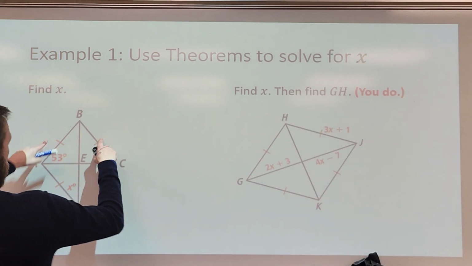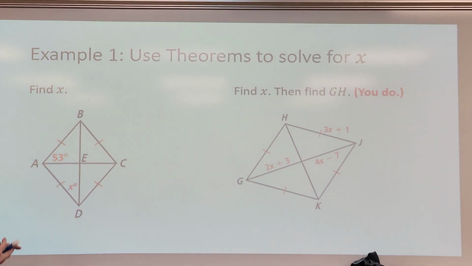Since this is a rhombus, it's marked accordingly that all of the sides are congruent. We know that it's a parallelogram. Great, grand, wonderful. If the opposite sides in a quadrilateral are congruent, then it is a parallelogram. So it's a parallelogram with congruent sides. Okay, it's a rhombus by definition.